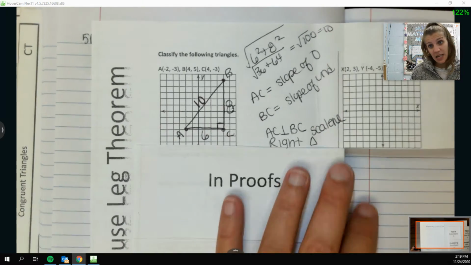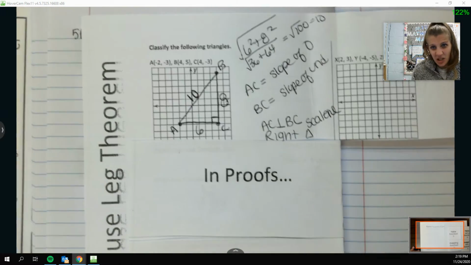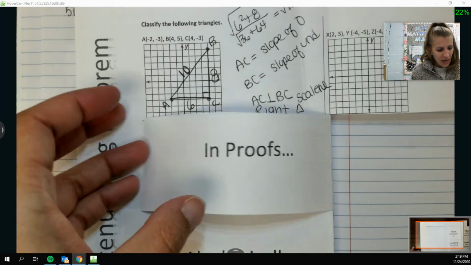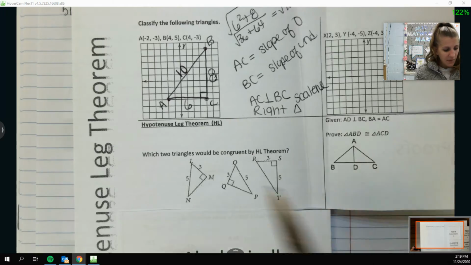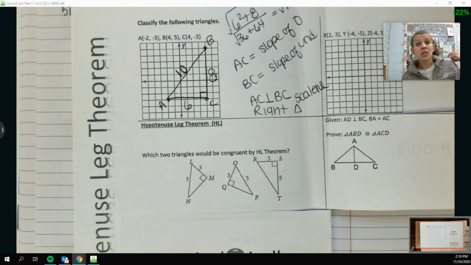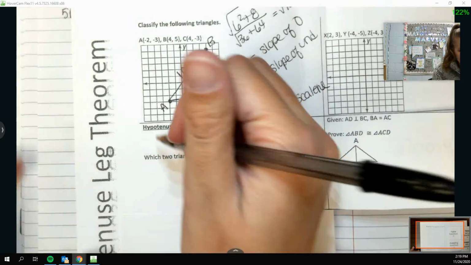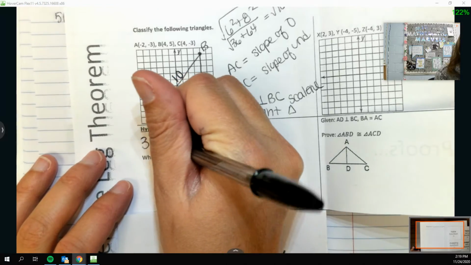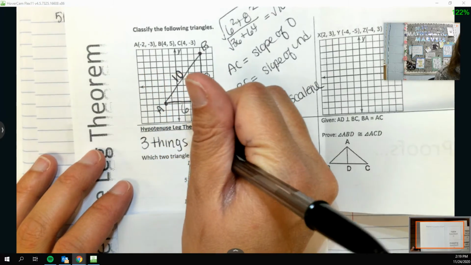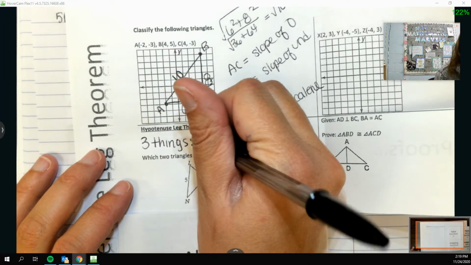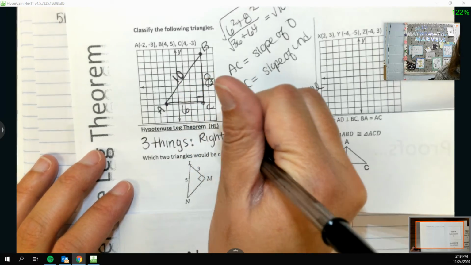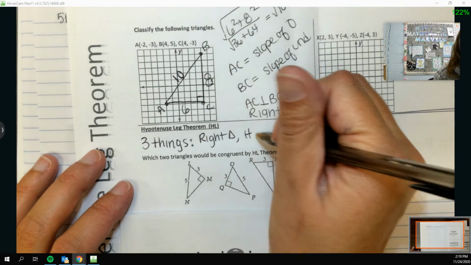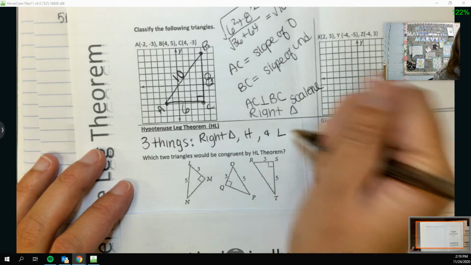So maybe I'll skip that second one because we kind of did that the other day. Now in proofs, again, the hypotenuse leg theorem says that we need to have 3 things. We need a right triangle, hypotenuse, and leg.